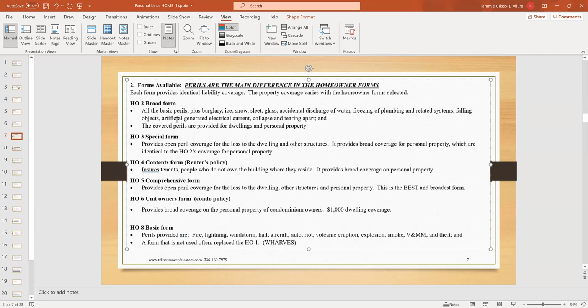Whereas your HO2 form is called a broad form, and you have all of these perils: fire, lightning, our acronym of WHARVES, vandalism, malicious mischief, and theft. So this is all your basic perils, plus burglary, ice, snow, sleet, glass, accidental discharge of water. So let's say that your dishwasher or your washing machine overflows. All of these have to be sudden. Freezing of plumbing and related systems.